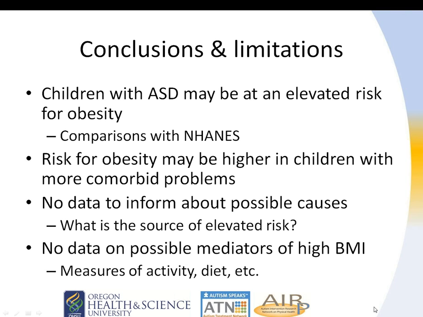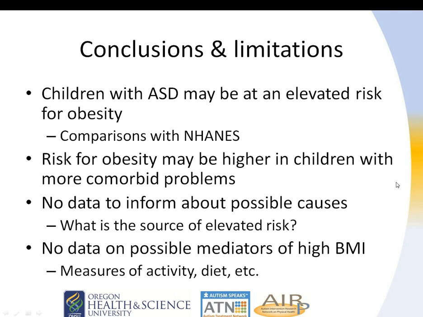So in conclusion, we found that kids with autism in the ATN database may be at elevated risk for obesity. We're finishing up those comparisons with the NHANES database right now. And this risk for obesity in children with autism may be higher for those kids who have more comorbid problems. So sleep, affective problems, and anxiety problems may be associated with increased risk for obesity in this population. But there are a few things that we're lacking in this study. We have no data to inform us about the possible causes for weight gain or overweight or obesity in children with autism.